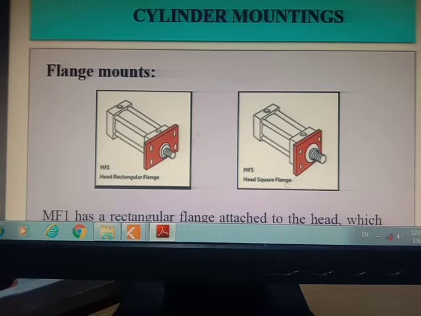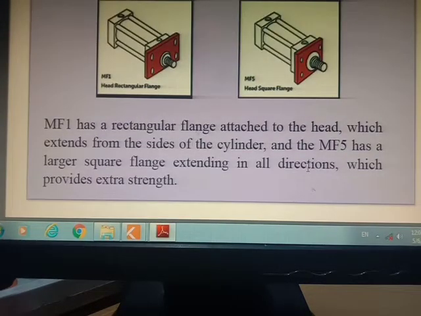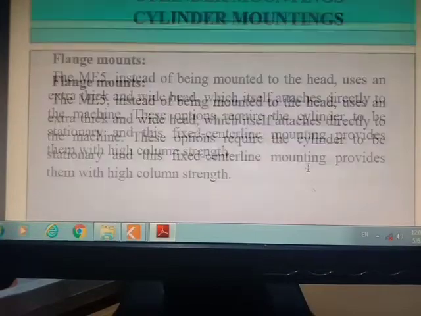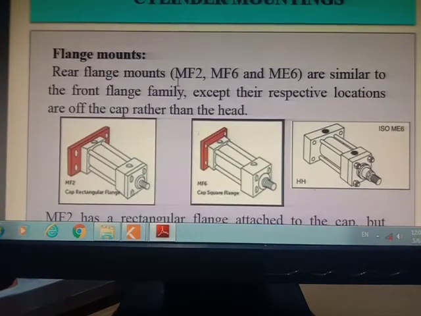You can see here in another figure this is a square flange. In diagram number 2 you can see this is the square flange. So the cross section area is square. And these are attached to the ends of the hydraulic cylinder. In this case the flange is attached to only one end of the hydraulic cylinder, right? In some other cases the flange mounting can be provided on the other end.